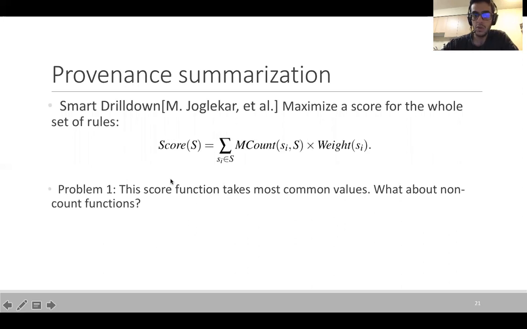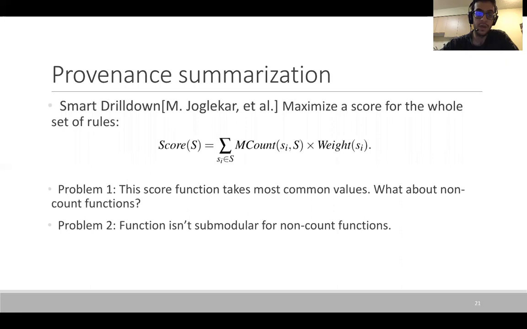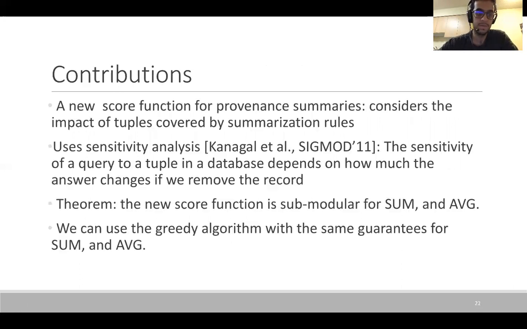However, there are 2 problems with that. The first one is that the score function takes the most common values, or coverage. Now, for non-count functions, such as sum or average, that may not work. The other problem is that this function isn't submodular for non-count functions, such as sum or average.